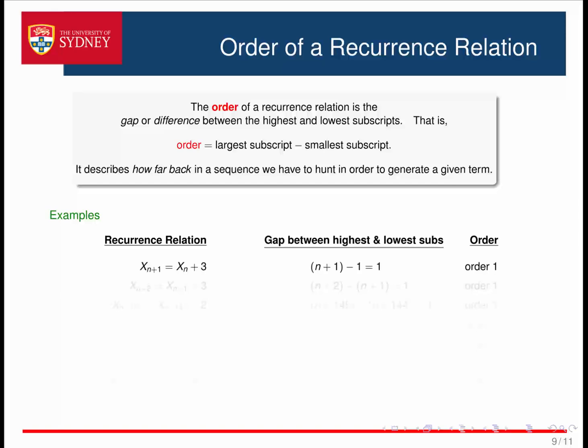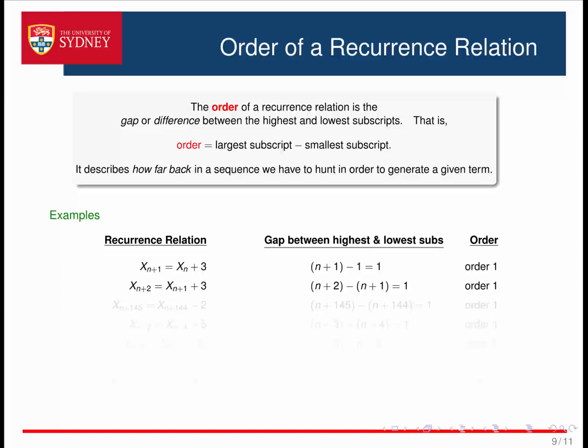So for our book club example, the highest subscript is n plus 1, the lowest subscript is n, so their difference is n plus 1 minus n, which is 1, thus verifying the order of our book club equation to be 1. For this example, the highest subscript is now n plus 2, the lowest subscript is n plus 1. Now the order is the highest subscript minus the lowest subscript. Here, that is n plus 2 minus n plus 1, which is 1. Thus, the order is again 1.